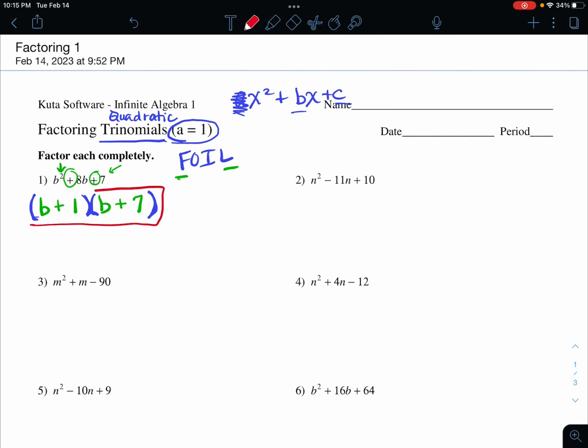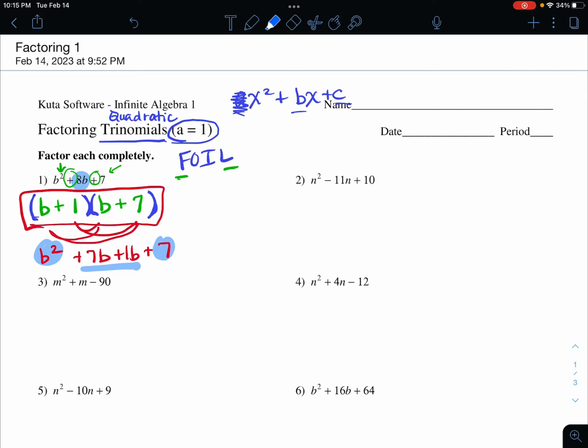Okay, so here I want to show you something. This is my answer, the factored form of number 1. If I were to multiply it back out, b times b is b squared. b times 7 is 7b. 1 times b is 1b. And of course, 7 times 1 is 7. So the first part and the last part are pretty easy. But it's the middle part that usually gets students, because 7 plus 1 is obviously 8. But let's look at what happens when I have a number on the end that's not prime.